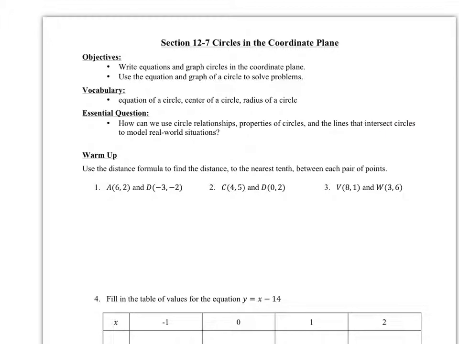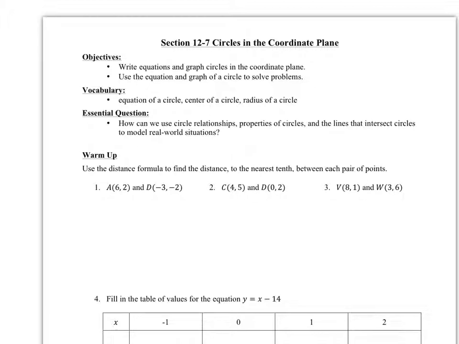Our objectives are to write equations and graph circles in the coordinate plane and use the equation and graph of a circle to solve problems. So vocabulary: equation of a circle, center of a circle, and radius of a circle. We are familiar with the center of a circle and the radius of a circle, but we're going to be learning about the equation of a circle through this section.